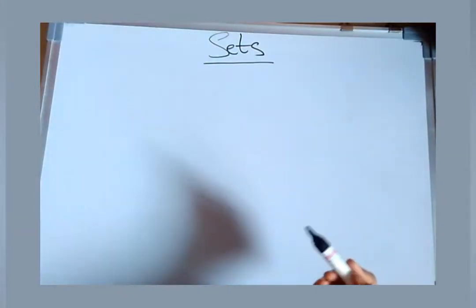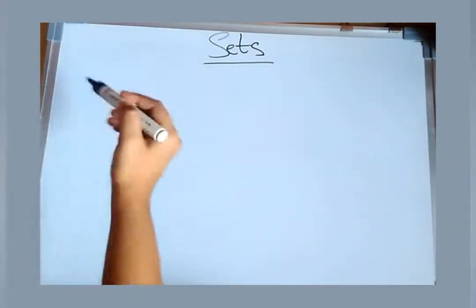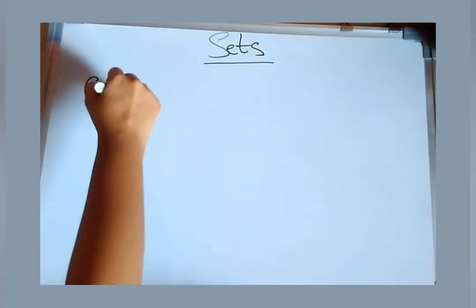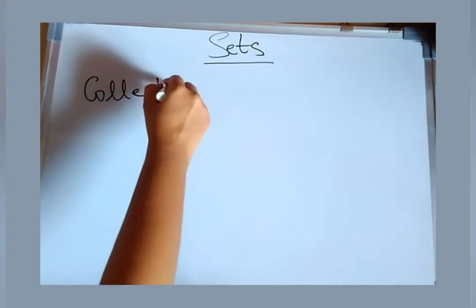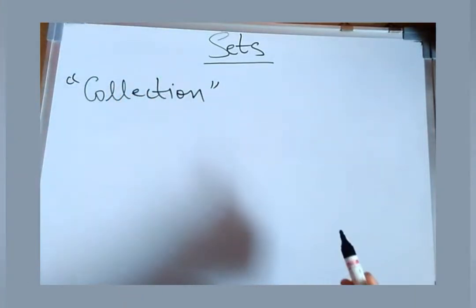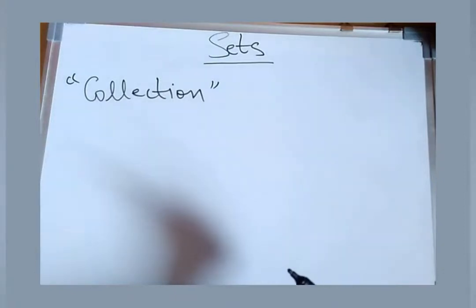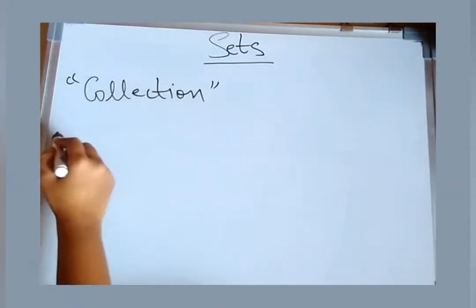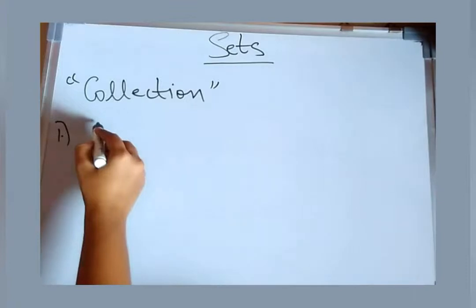So let's start with the definition. In simple words, a set is sort of a collection. Can any collection form a set? Definitely not. So to make the difference, first consider two cases.